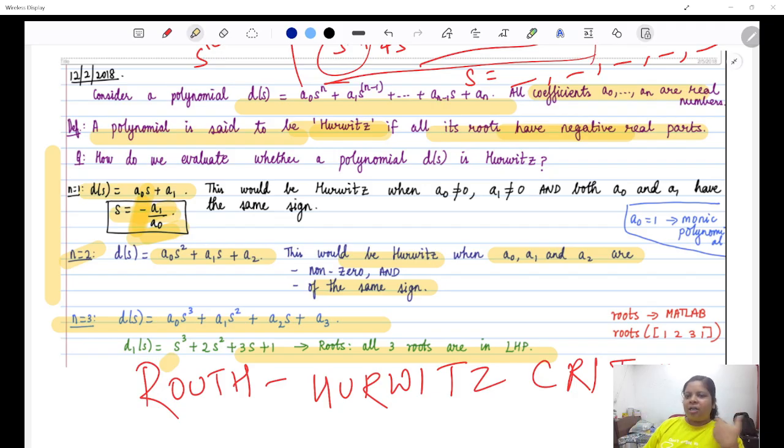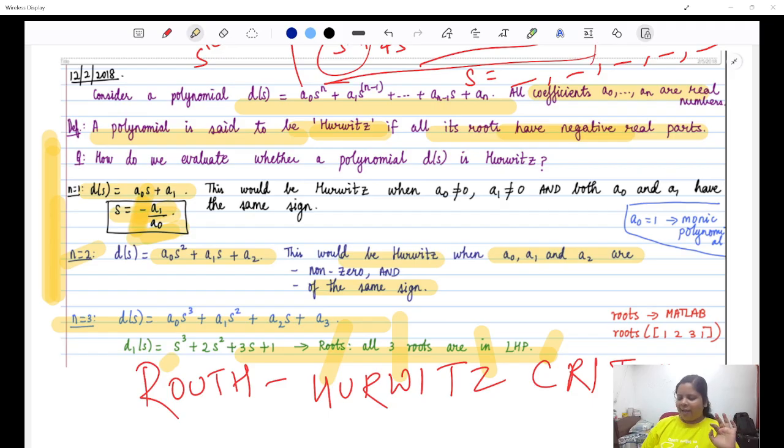I would not proceed to n equal to 3 because this is the place from where the Routh-Hurwitz criteria starts. There is something called the necessary condition and something called the sufficient condition. To prove the stability of the system, we need to prove both, and then we can say that the system is stable or unstable. But for n equal to 1 and n equal to 2, we don't need to prove stability using the Routh-Hurwitz criteria, because this Hurwitz polynomial itself is a guarantee of the necessary and sufficient condition for the system to be stable.